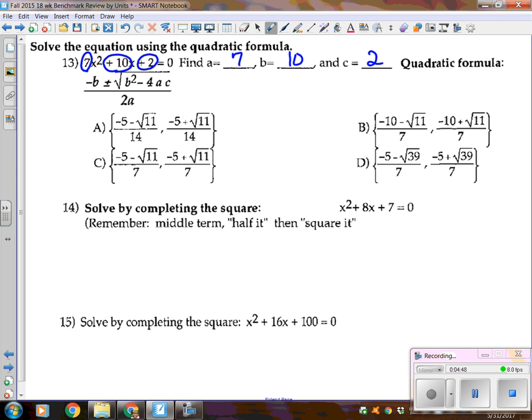Now I'm going to substitute into the quadratic formula. We learned it with a song. Opposite of B, plus or minus square root, B squared minus 4AC, all over 2A. All right.